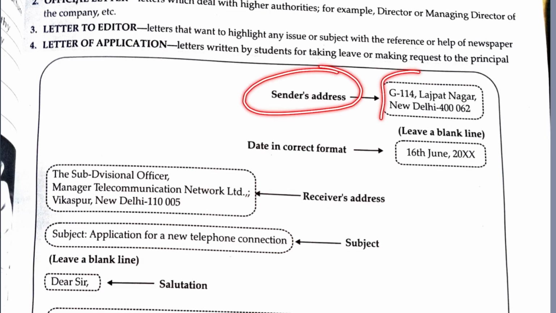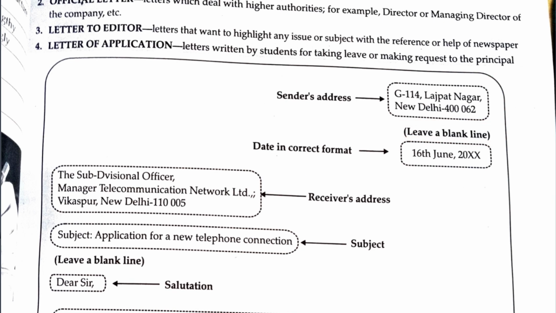Sender's address: write your own address here, Lajpat Nagar, New Delhi, and the pin code, right. Leave a blank line, then you will write the date. See, you can write this part on the left-hand side also. It's completely your choice. Both formats are correct.